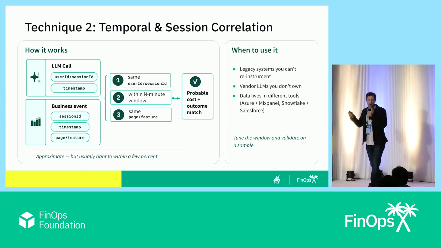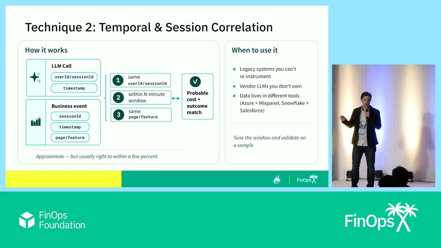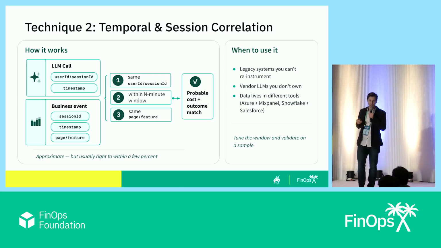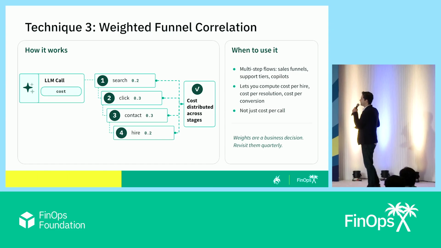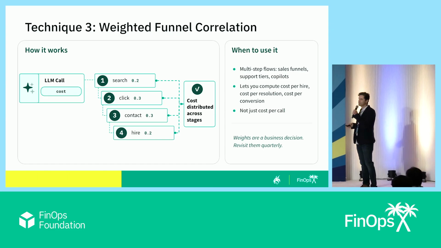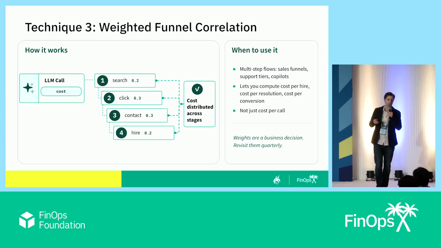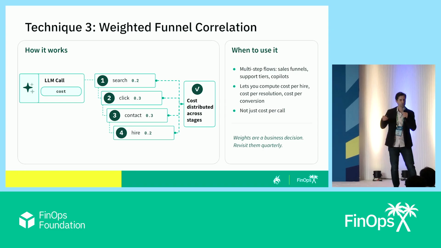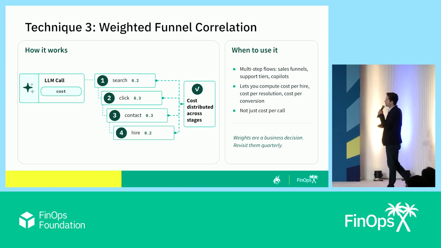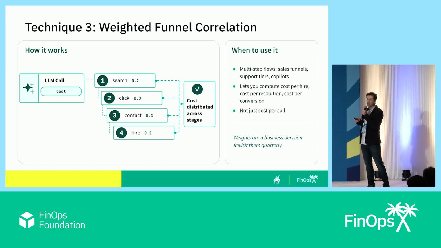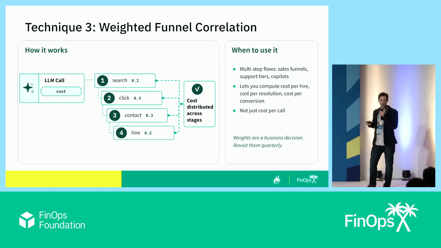And this works really well on legacy systems that you can't really instrument easily, or, like I said, with systems that are outside your boundaries. Third technique, weighted funnel correlation. This is when a single LLM call can produce multiple subsequent business outcomes. In this technique, you have to assign weights to each one of these steps or outcomes, right?